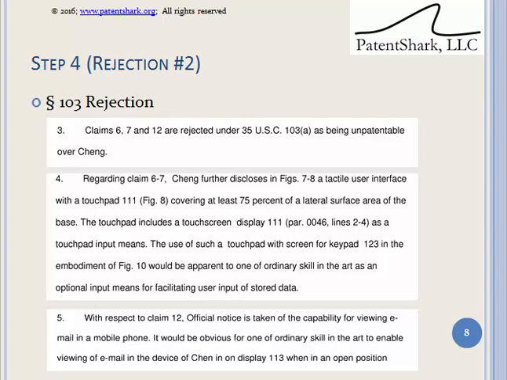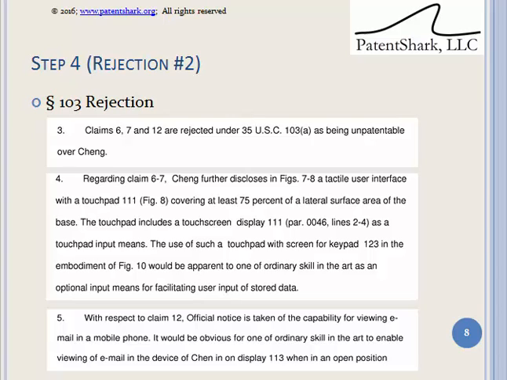Now, usually a 103 rejection involves a combination of references. However, in this instance, the examiner used one reference and then used common knowledge to supply a missing element or limitation. And you can see this in Claim 12. The common knowledge argument applied by the examiner in order to form this 103 rejection is used in limited situations.